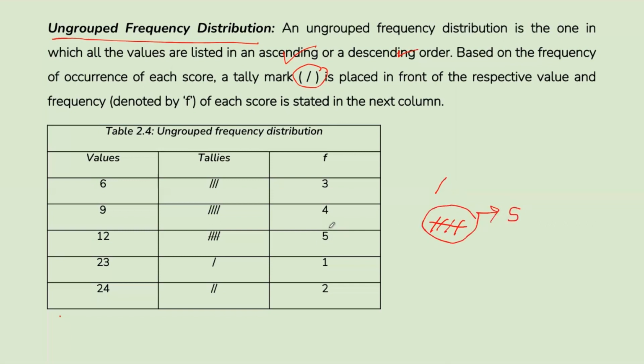Okay, now this is denoted by 4 slanting lines and 1 horizontal line. Then this 1 is denoted by 1 slanting line, and this 2 is denoted by 2 slanting lines. So this is an ungrouped frequency distribution.